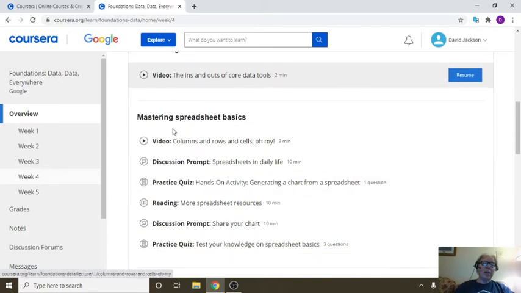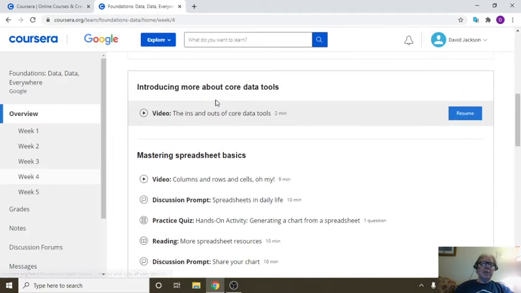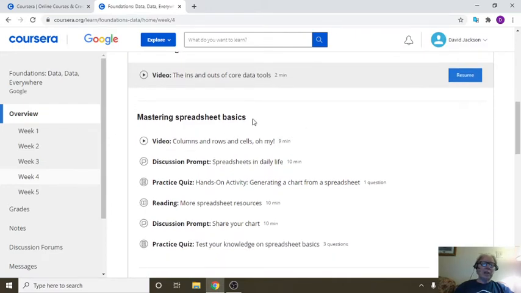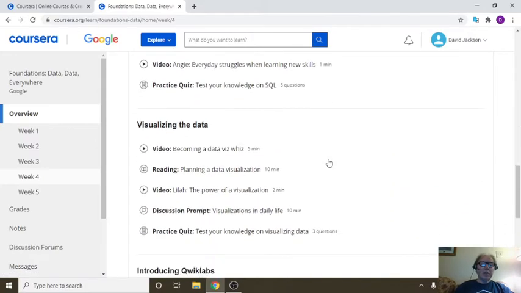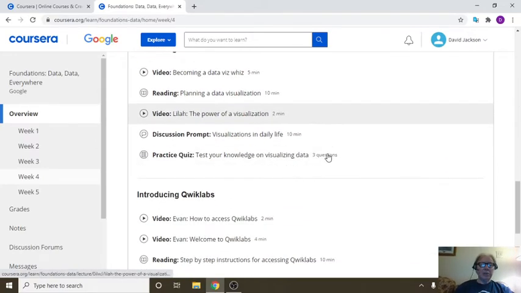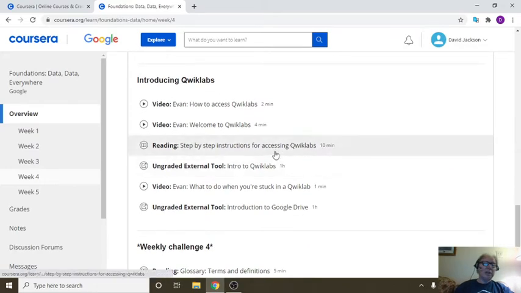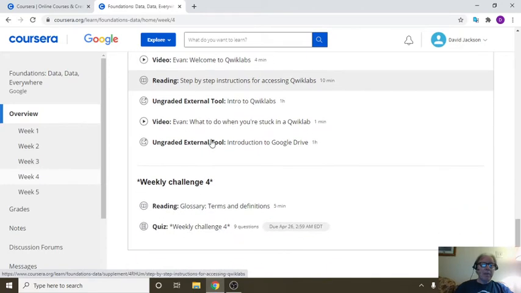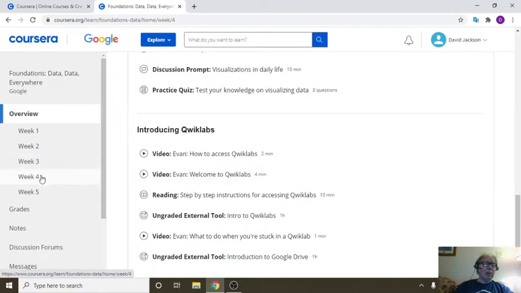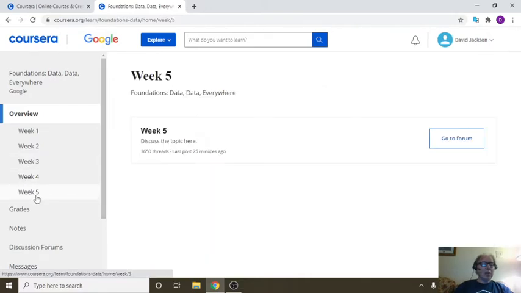So we scroll down here: introducing more about the core data tools, mastering spreadsheet basics, learning about the SQL language, visualizing data. They don't actually give any quick examples, and then there's an introduction to Qwiklabs. Okay, Qwiklabs is a cloud-based platform from Google, I think. It's certainly a cloud-based platform. Okay, that's week 4. So let's take a look at week 5.